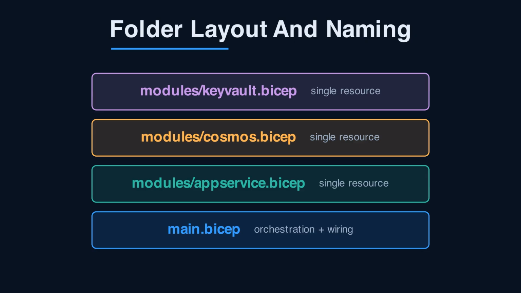This separation matters because it lets you unit test a module against a throwaway resource group, and reuse the same Cosmos module across 3 different projects. Treat modules like functions. Clear inputs, clear outputs, no hidden global state. That discipline is what scales Bicep across a team.